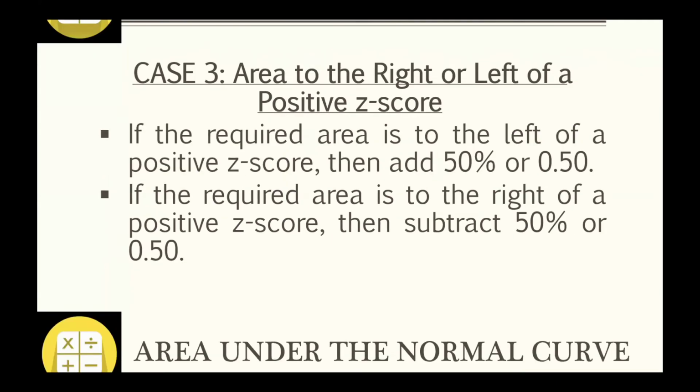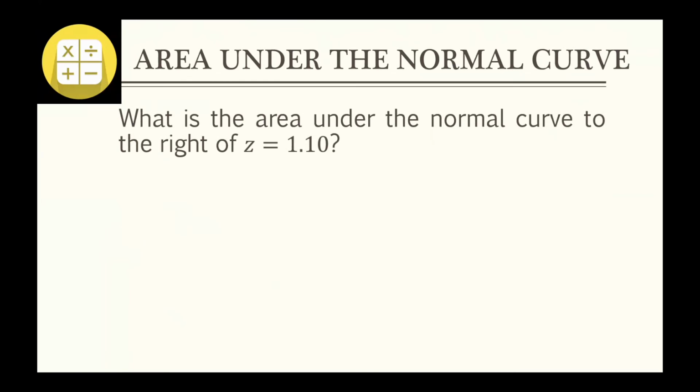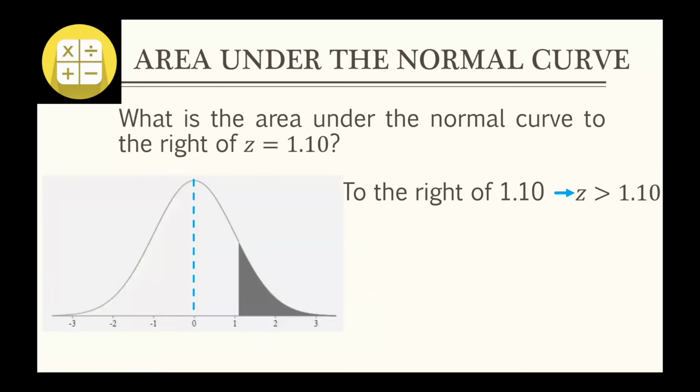Let's have example number 1. What is the area under the normal curve to the right of z equals 1.10? When we say to the right of z equals 1.10, it means all the values which are greater than 1.10. We are going to draw the normal curve, including the mean as the center of the curve. We have here the shaded region from 1.10 to the right.